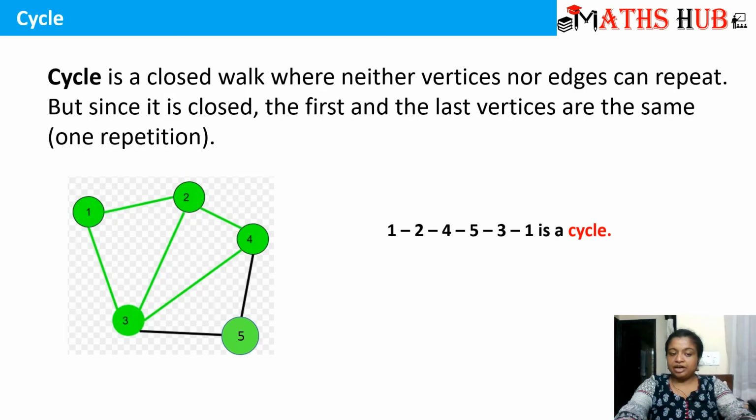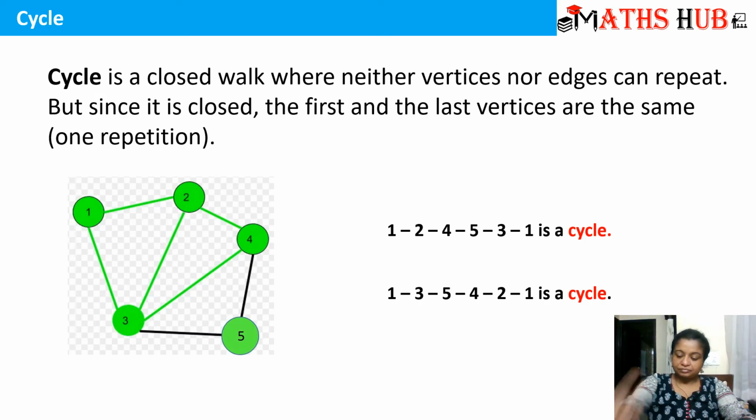Right? So here you can see that if I call 1 to 2, 2 to 4, 4 to 5, 5 to 3, 3 to 1, none of the vertices and none of the edges are repeating except the first and the last one. So this is an example of a cycle. Then 1 to 3, 3 to 5, 5 to 4, 4 to 2, 2 to 1. This is also a cycle from 1 to 1, right?